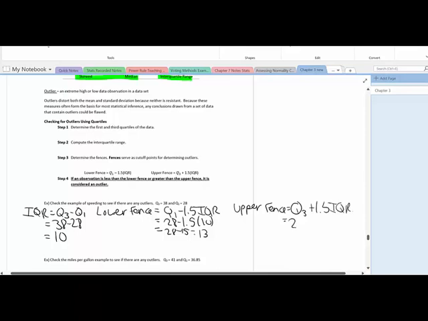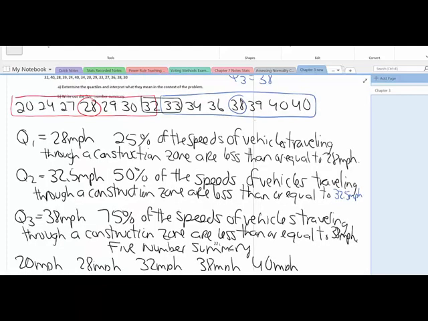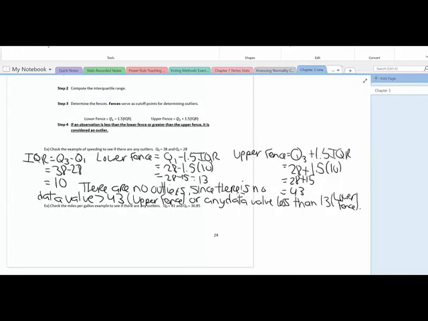So we know Q3 is 38. Again, IQR is 10. So, in the data set, we would look for a data value that is less than 13 or a data value that's greater than 53. Let's go back to the data set quickly and take a look. So here's the data set. Do we have a data value that is less than 13? No, the least value is 20. Do we have a data value that is greater than 53? That's no, because the largest data value here is 40. So we can conclude that there are going to be no outliers. So let me go back to the page and write that out. There are no outliers since there is no data value that's greater than 53, which is the upper fence, or any data value less than 13, which is the lower fence.